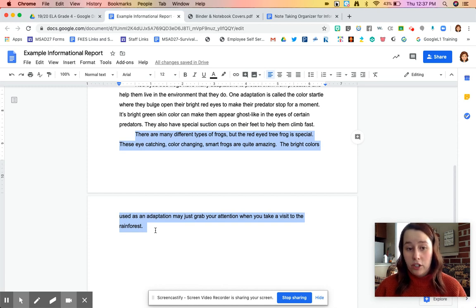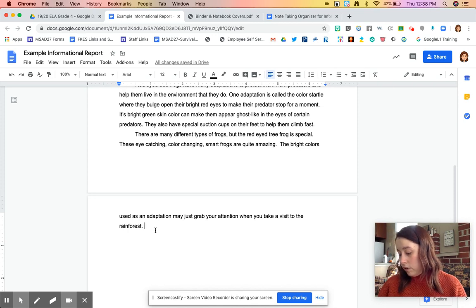And for my conclusion, right here, there are many different types of frogs, but the red-eyed tree frog is special. These eye-catching, color-changing, smart frogs are quite amazing. The bright colors used as an adaptation may just grab your attention when you take a visit to the rainforest. And that's my conclusion. I kind of touched upon each thing a little bit and wrapped up, put an ending on my report.